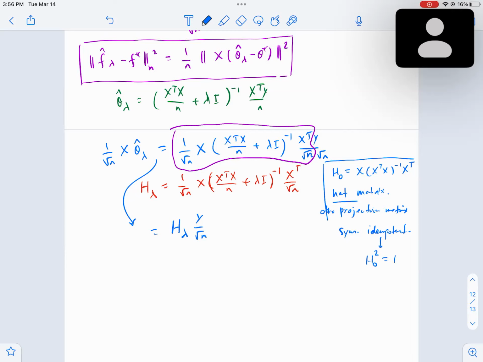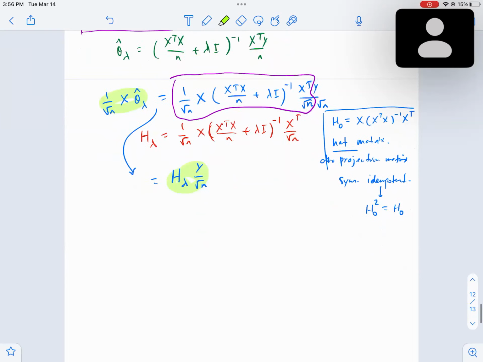Matrix by itself, multiplied by itself, you get itself. These are projection matrices. If you project something and then project it again, you get the same thing. But this one is not a projection matrix. For any lambda other than 0, it's like a perturbation of this projection matrix. But in any case, the formula is very similar. So fitted values is like this matrix times the observation, if you ignore the 1 over root n. Sounds good so far. A lot of calculations to get to this point.